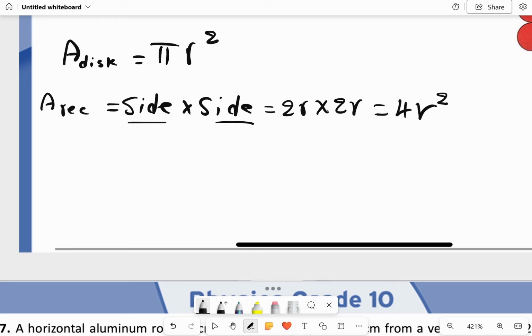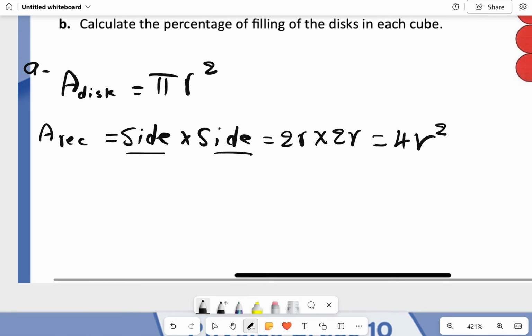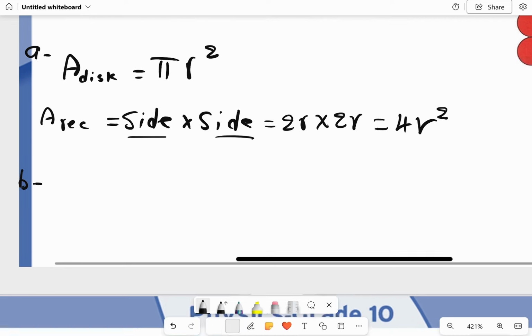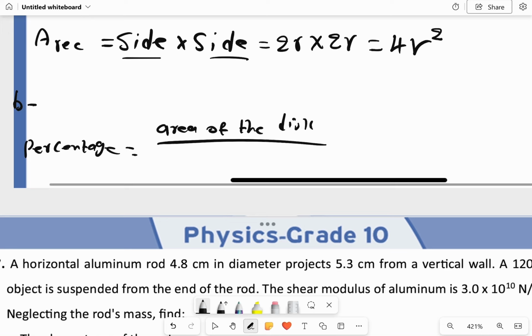The filling ratio of the disk in each cube. This one was A, and B: calculate the percentage of filling of the disk in each cube. So you will say percentage of filling is equal to area of the disk divided by area of the rectangle.